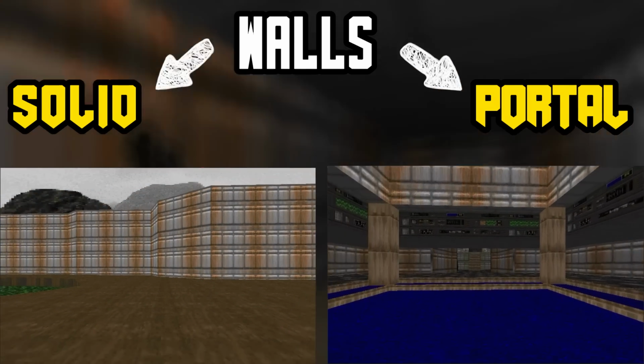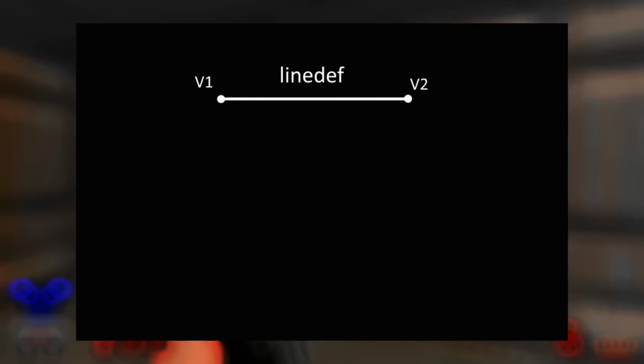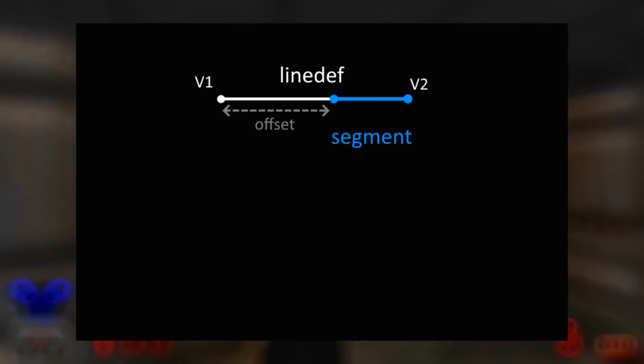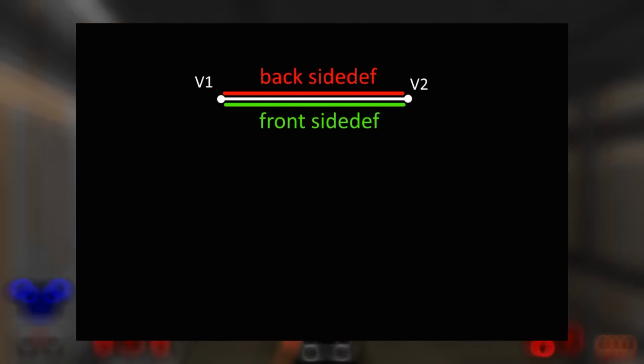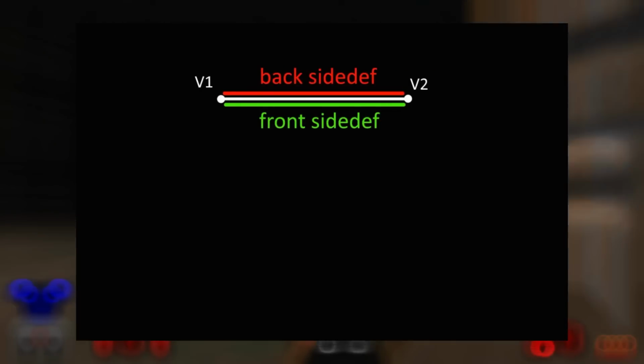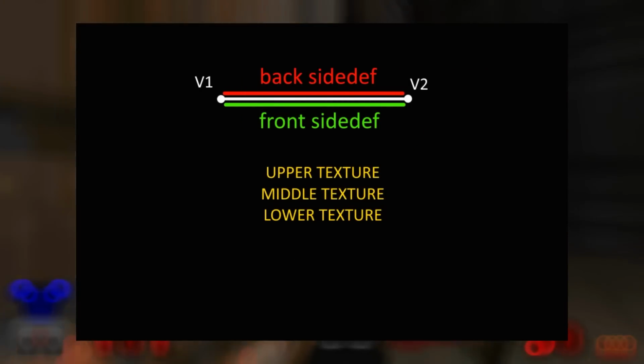it works in Doom. So we know that the two vertices form a line def, and the segments we render correspond to part or all of the line def. And here we introduce a new concept, side def. One line def can have a front and back side defs. They are needed first of all to determine the textures for the walls.